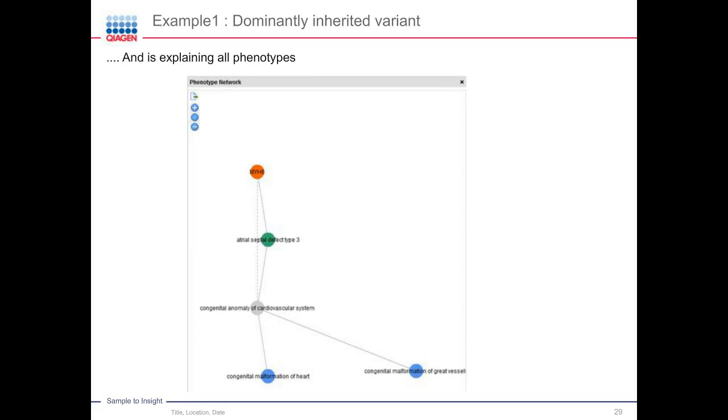And then we can see that this gene, MYH6, was associated with atrial septal defect type 3 and with congenital abnormality of cardiovascular system, and that is then associated with our phenotypes. And that is also supported by the literature. So that is a really great candidate. It's classified as pathogenic, and also in this case, this is actually the one which was causing the disease.